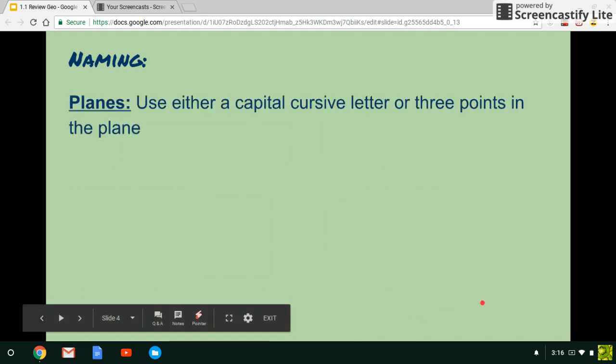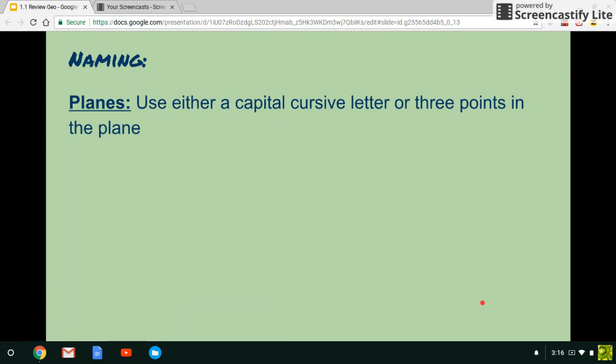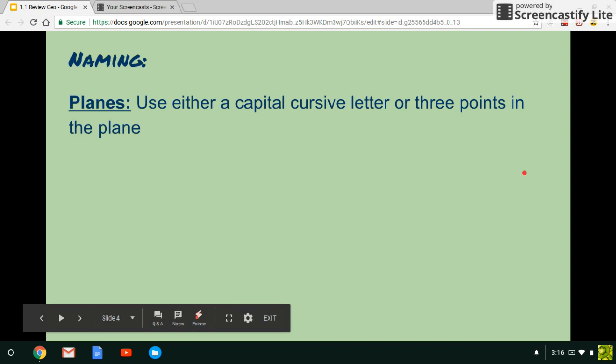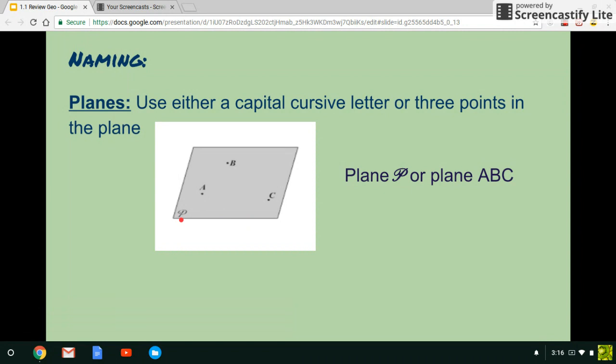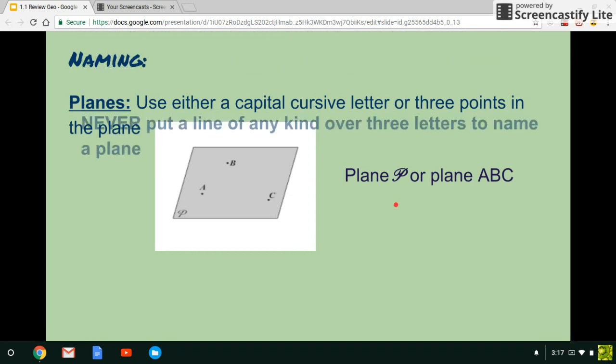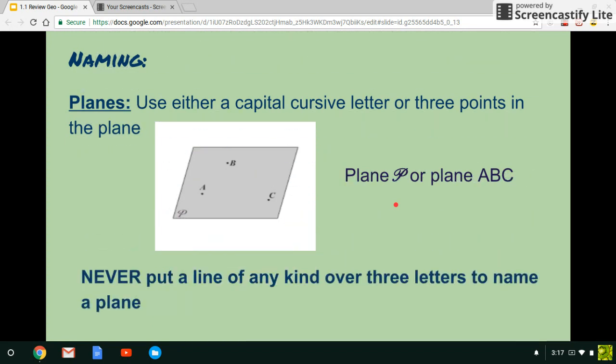All right, and so then we go on to naming planes. You can either use a capital cursive letter to name your plane, or you can use 3 points on the plane. So in this case, we could call it plane P, or we could call it plane ABC, or any combination of those three letters, BAC, CBA, whatever, as long as you just use 3 letters to name your plane. And for planes, you never want to put a line of any kind over the 3 letters that you're using to name your plane. Just call it plane ABC, no lines necessary.